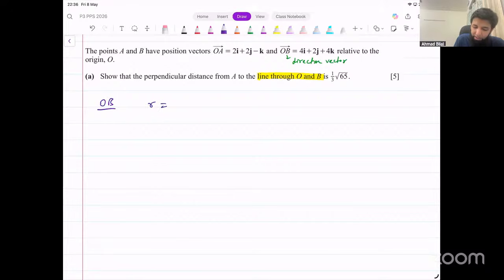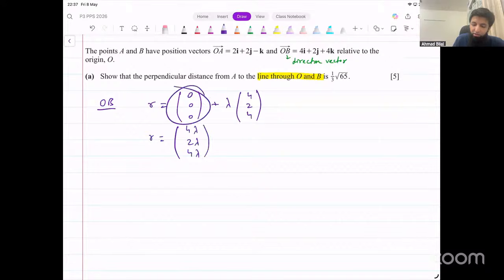R equals A plus lambda D. In place of A, I could take the origin, right? Origin is just 0, 0, 0. That's a point, plus lambda into the direction vector. This will be the direction vector OB, that will be 4, 2, 4. So the equation of the line OB turns out to be 4 lambda, 2 lambda, and 4 lambda. The point is origin, so it just simplifies to this. That's the equation of the line.